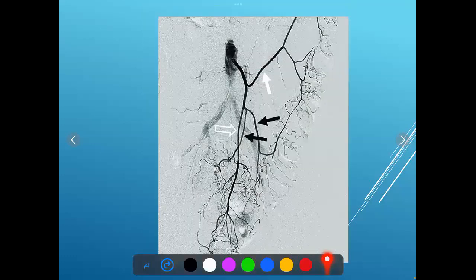This is an inferior mesenteric artery angiogram showing the left colic artery, which is the first branch, and then the sigmoid arteries, and the superior rectal artery.